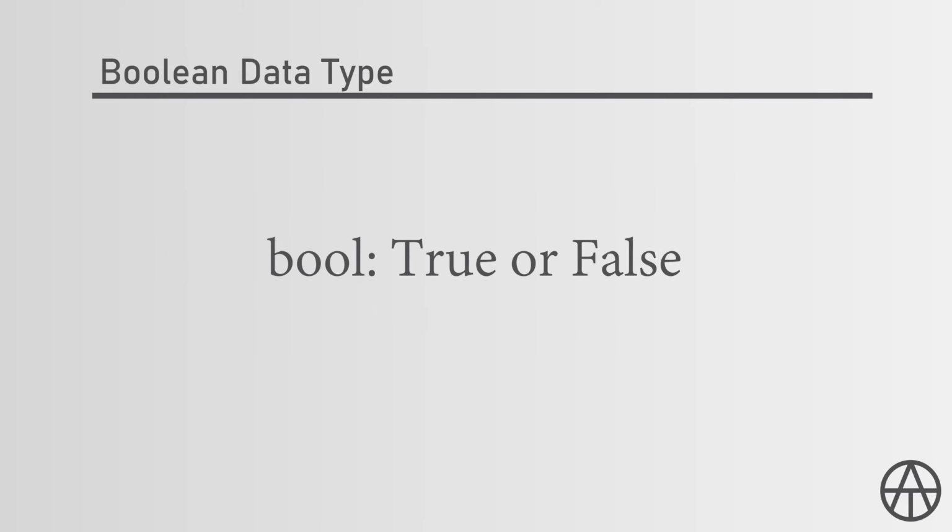The next data type is the Boolean data type, which is called bool in Python. This data type can only have one of two values, true and false. We'll use this data type a lot when we get to know conditional statements and loops.